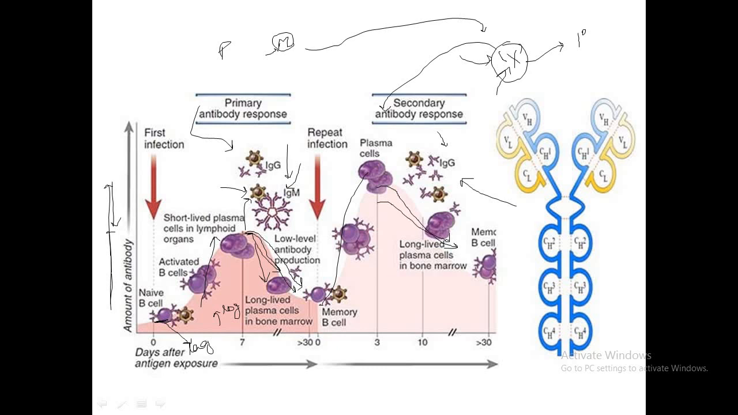So in this case, the memory cells that are produced have a very long life. They are produced in very large amounts. They are produced in very short times. Okay, and the major antibody produced during the secondary antibody response is IgG. However, when you look at the primary antibody response, in this case it will take a large time. The antibody production is very low. The major antibody that is produced is IgM, and they are very short-lived compared to the secondary antibody response, where the plasma cells have a very long life. But in the case of the primary antibody response, these plasma cells have very short lives.